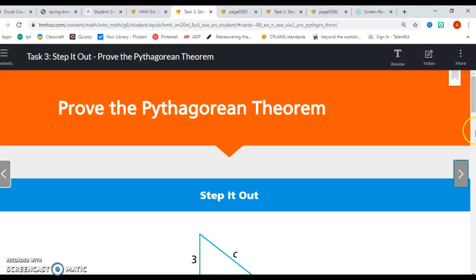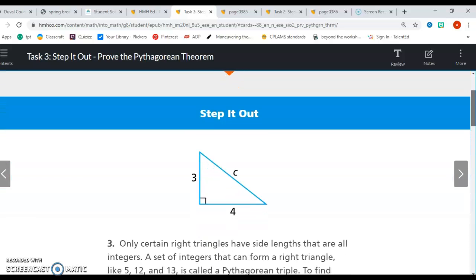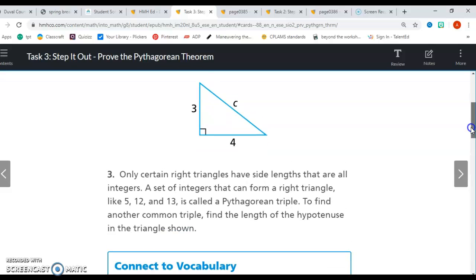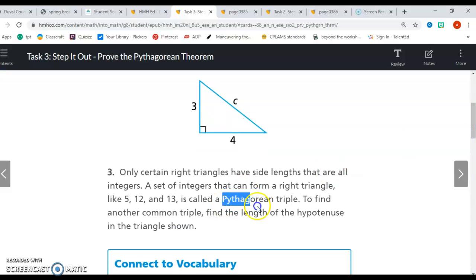Moving on to number 3. We have a right triangle. This triangle is going to teach us something special called the Pythagorean triple. So we have a right triangle with a height of 3 and a base of 4. Only certain right triangles have side lengths that are all integers. Remember, integers are whole numbers. These side lengths will not have decimals.